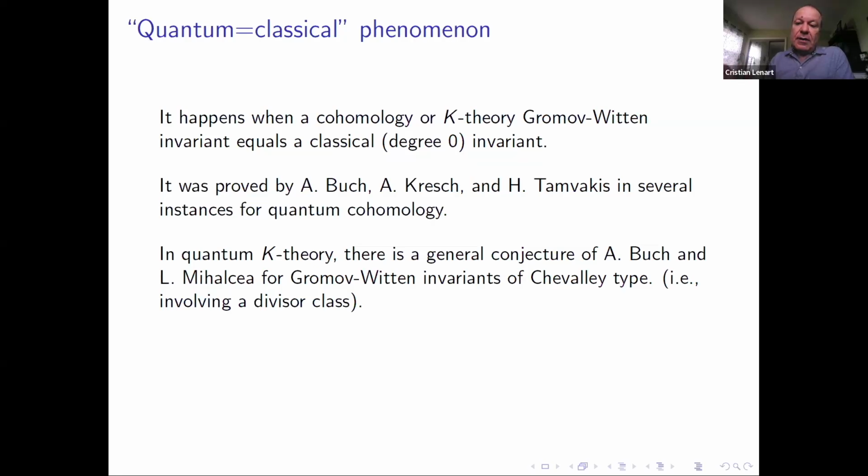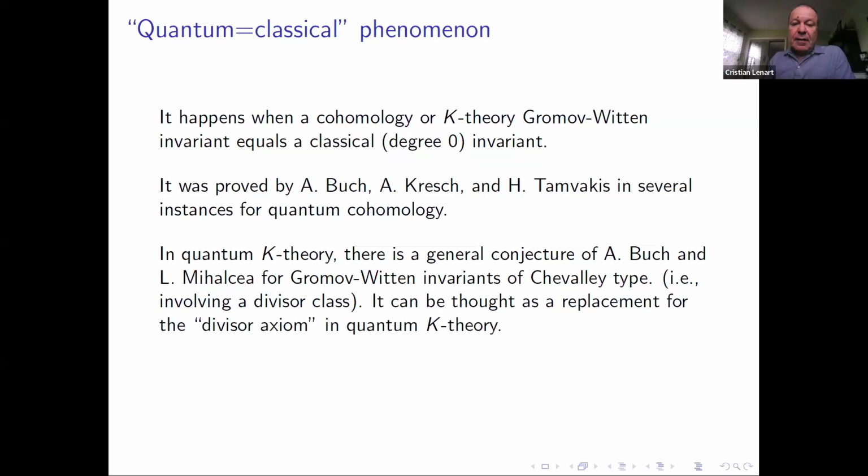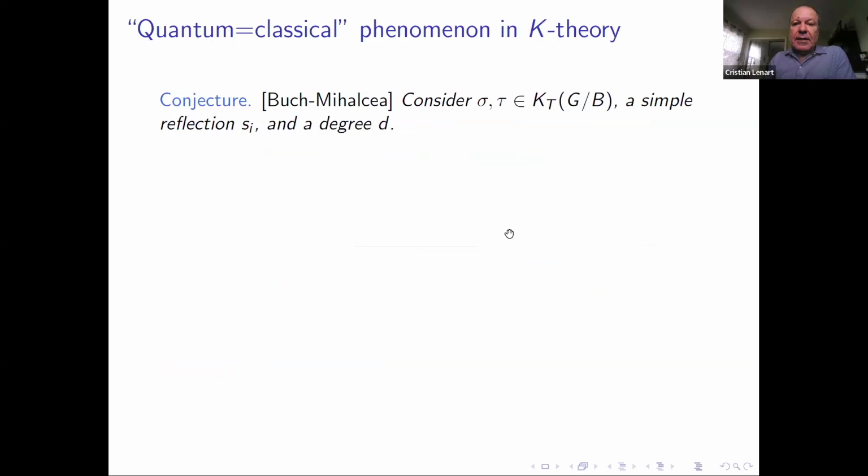So one of the three classes in the 3-point KGW invariant is a class indexed by a simple reflection. This result can be thought of as a replacement for the so-called divisor axiom in quantum K-theory. And this conjecture was only proved in very special cases. So let me state the conjecture, and then I'll discuss its proof, and we'll see how the Chevalley formula can really help us prove this.